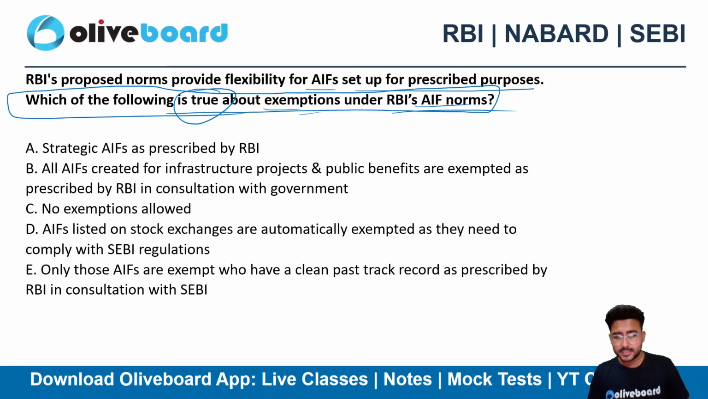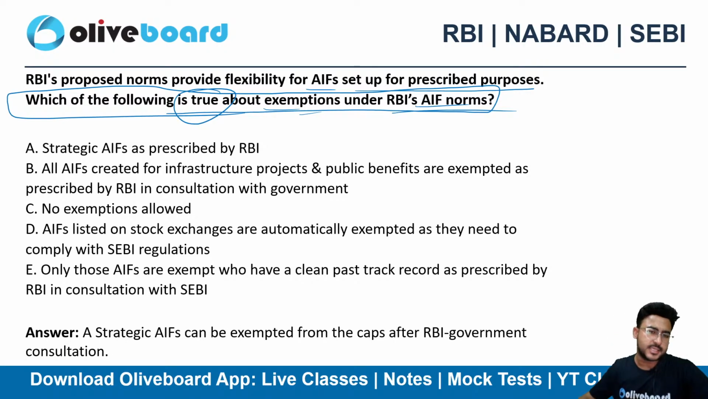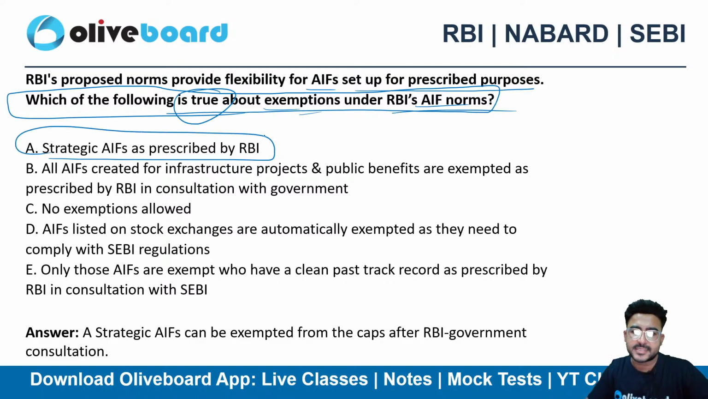Yes, Chetan. Strategic purpose, right? Option A is the correct choice. Strategic AIF as prescribed by the RBI will be getting exemptions under the AIF norms. Though these norms are as of now draft regulations, they are not final yet. However, they'll soon get finalized, okay? And they are important.